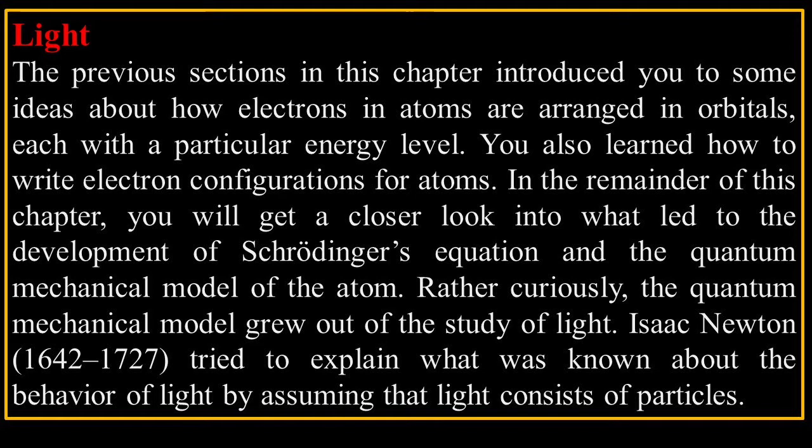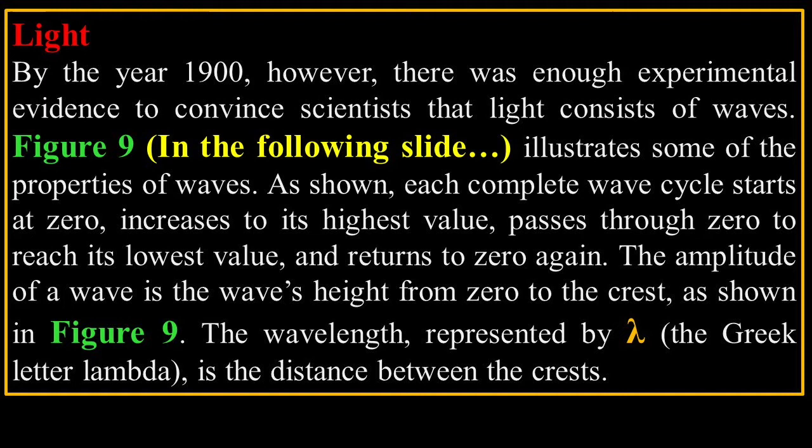Rather curiously, the quantum mechanical model grew out of the study of light. Isaac Newton, 1642 to 1727, tried to explain what was known about the behavior of light by assuming that light consists of particles. By the year 1900, however, there was enough experimental evidence to convince scientists that light consists of waves. Figure 9 in the following slide illustrates some of the properties of waves.